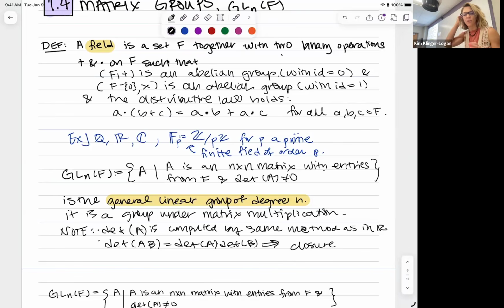And same thing with invertibility, right? Cool. Great. Any questions?